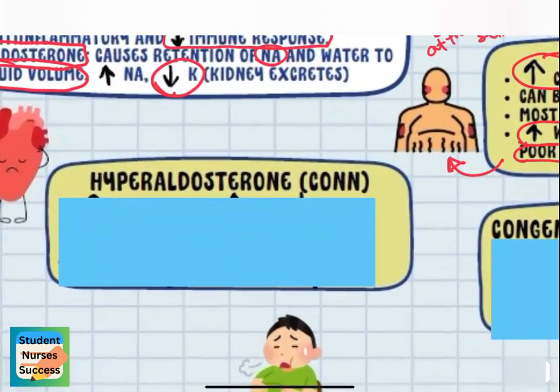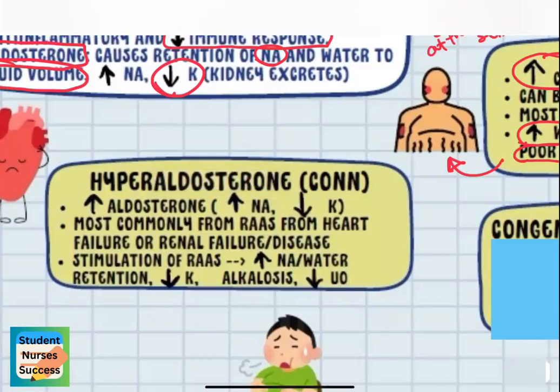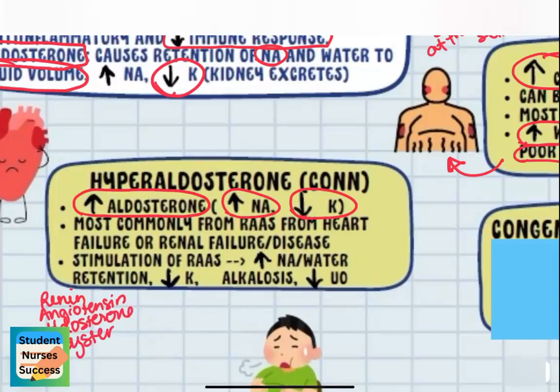Let's move over and talk about hyperaldosteronism or Conn syndrome. Hyperaldosteronism or Conn syndrome is, as you guessed, too much aldosterone production. When we make too much aldosterone, we see an increase in our sodium levels and a decrease in our potassium levels. Most commonly, the cause of Conn syndrome is from overaction of the RAS system, or the renin angiotensin aldosterone system.